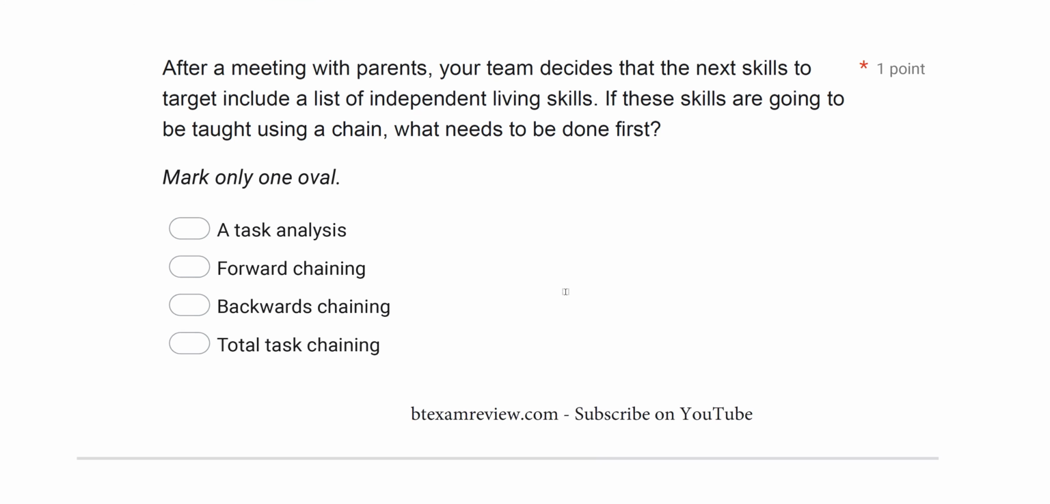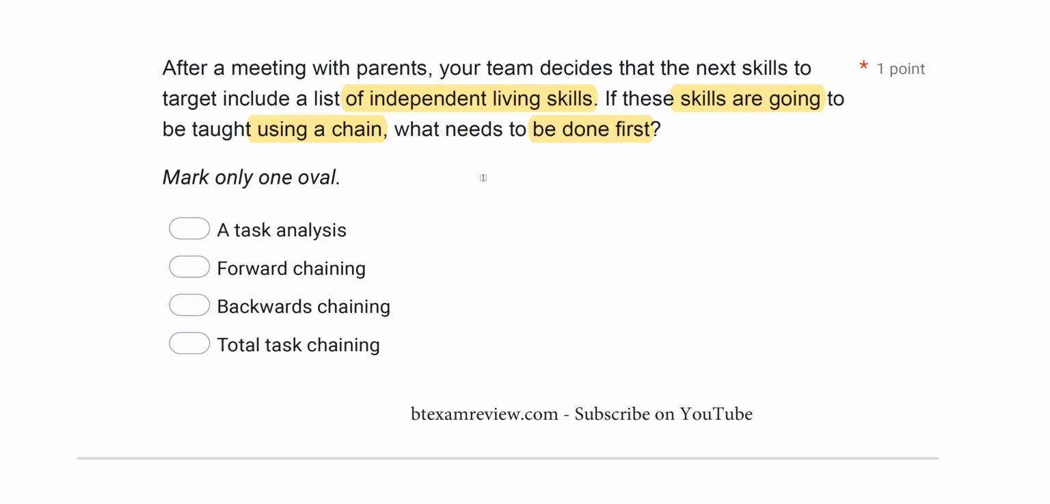After a meeting with parents, your team decides that the next skills to target include a list of independent living skills. If these skills are going to be taught using a chain, what needs to be done first? Pretty straightforward question here. We're going to teach a skill, independent living skills, using a chain. And so chaining can be forward chaining, backwards chaining, total task chaining, any of these chainings, right? But before we can teach the chain, what do we need to do? What needs to be done first?